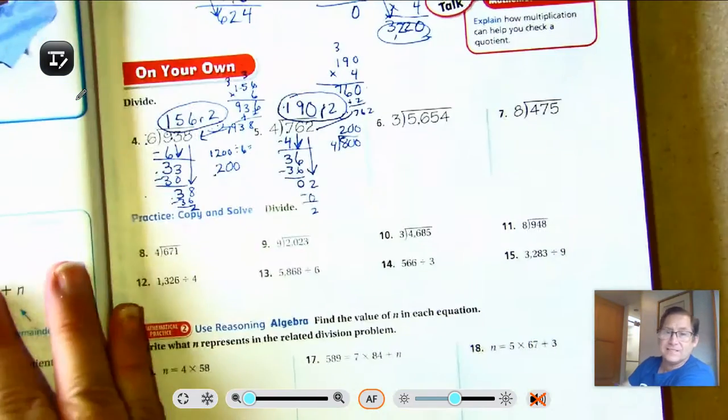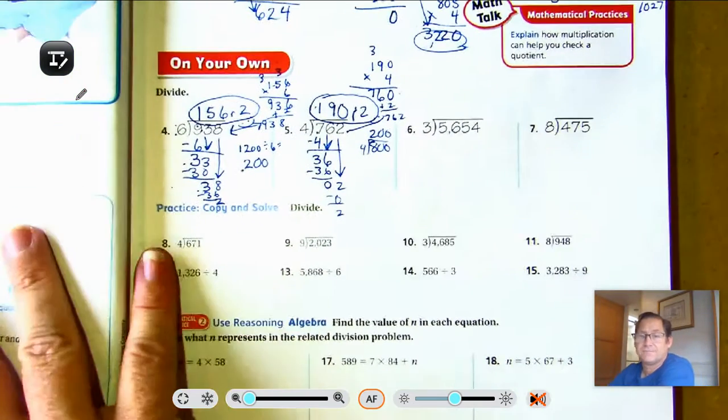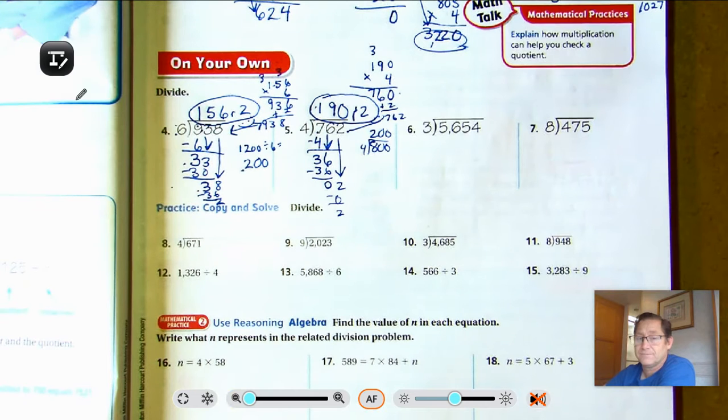Okay, so it takes a little longer to check our answer, right? But I know I'm right. It's worth taking the time to check your answer.